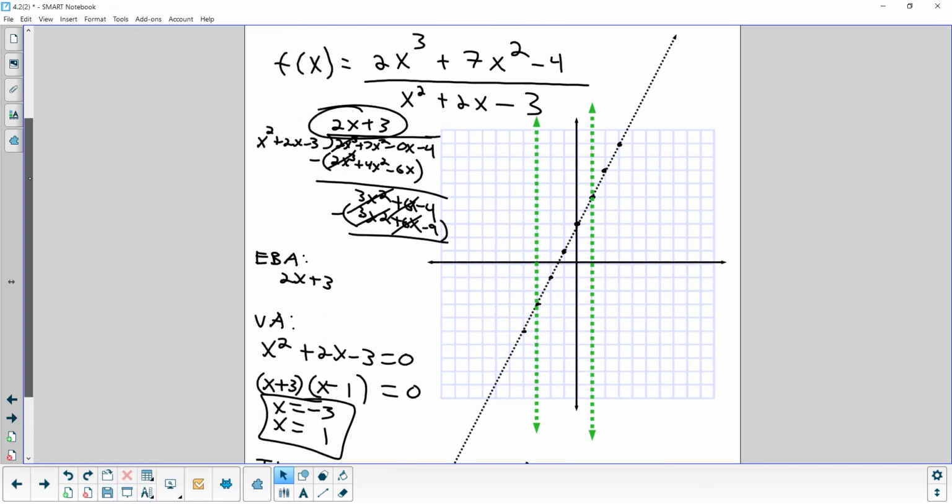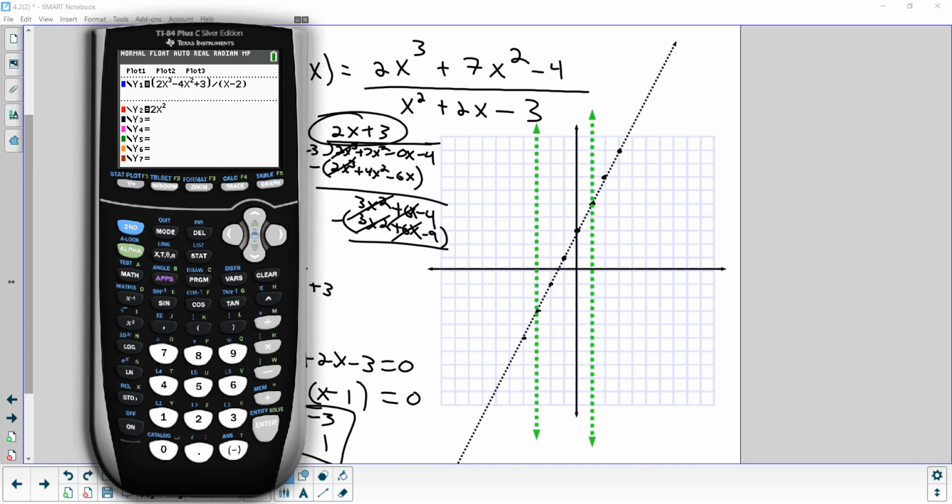All right, so 2x cubed, I can keep that, plus 7, so plus 7x squared. Let's make this minus 4. And divided by, I gotta fix all that. So x squared plus 2x minus 3. All right, what would be a good x value to plug in that's just to the left of my first asymptote?